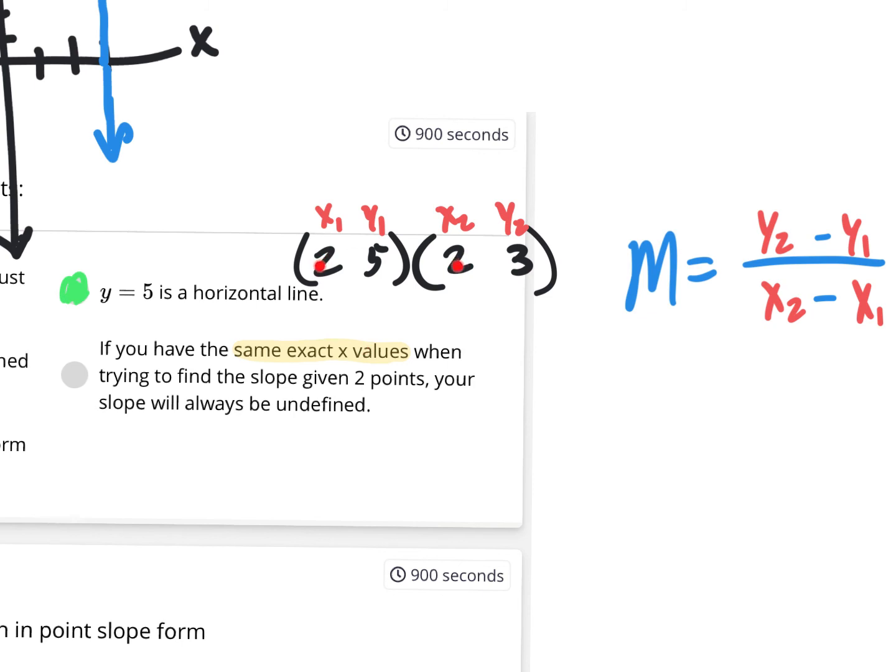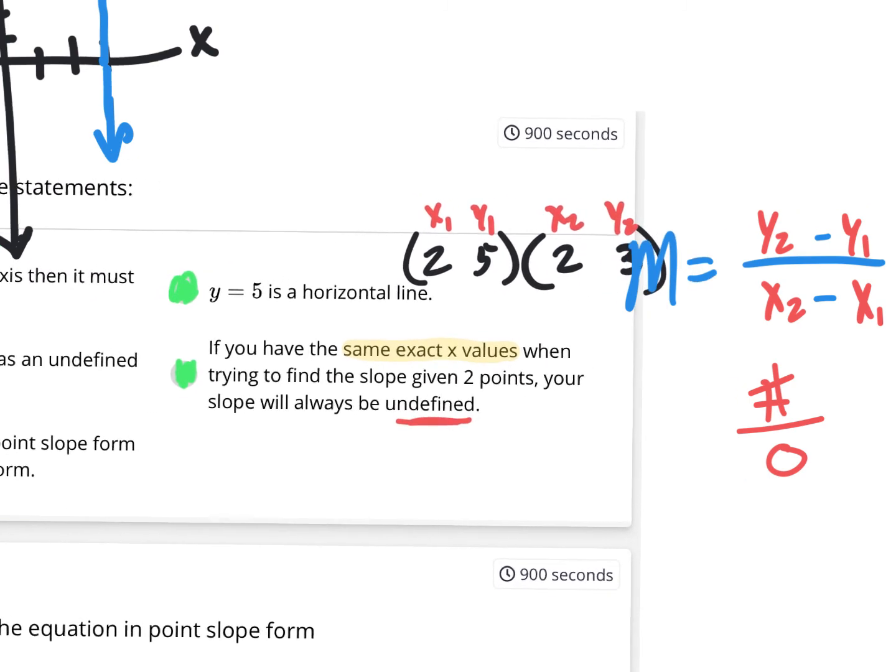and the 2. So if I plug in those 2 and 2 x's right here, what is 2 take away 2? That's 0, and we know that 0 in the denominator is undefined. And that's exactly what this statement says. If you have the same exact x values when trying to find the slope given 2 points, your slope will always be undefined. So yes, that is absolutely true. If you have any number divided by 0, and that's what happens when you have the same x value, it is undefined. So this is a correct answer also.